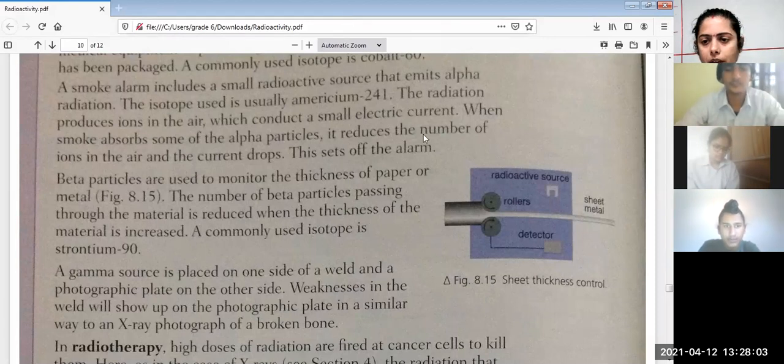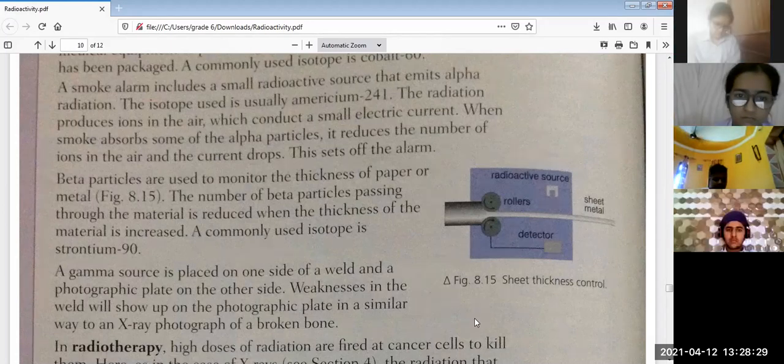Dilpreet, we are not able to hear you. We are not able to hear you, beta. You have unmuted yourself, but we are not able to hear you. Chalo, no problem. It's there on the screen.